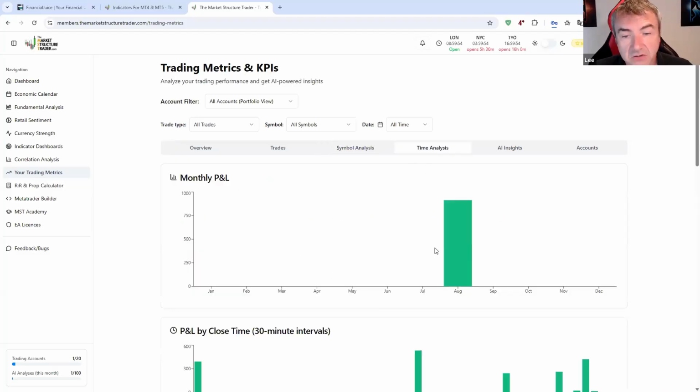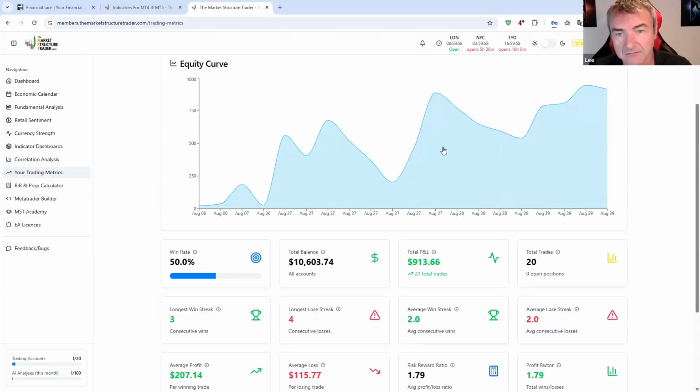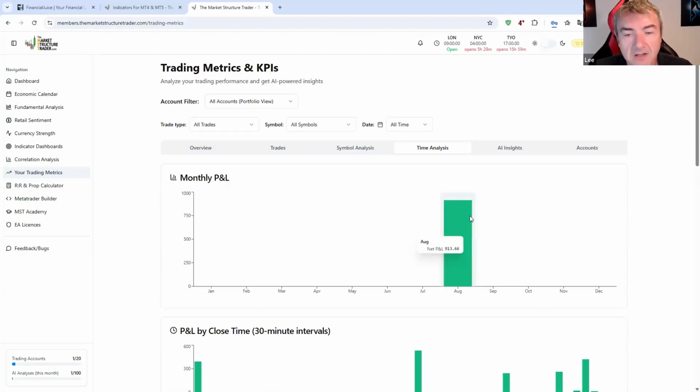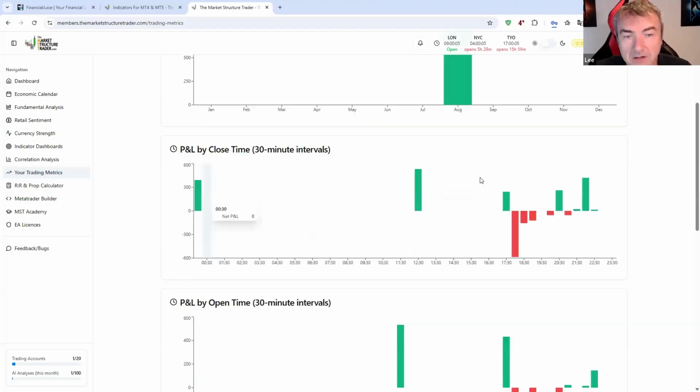Time analysis shows you, this is actually an account that hasn't got multiple months in it, but basically it will show you month by month how your P&L is going. It shows you P&L by close time in 30-minute intervals. So if you're closing all your trades out at a specific time of day that are losing, there's something wrong, so you can analyze your performance in that way.